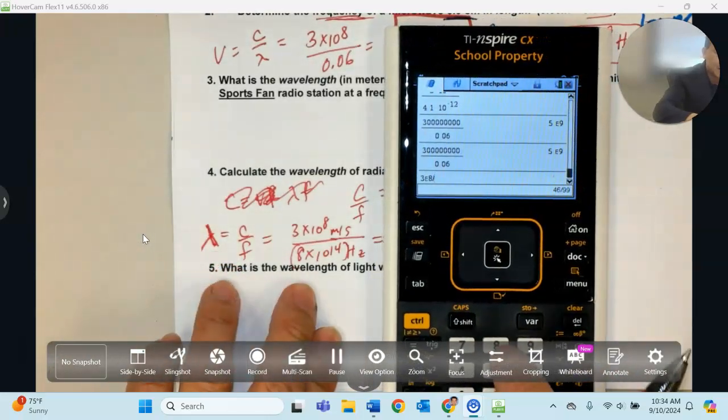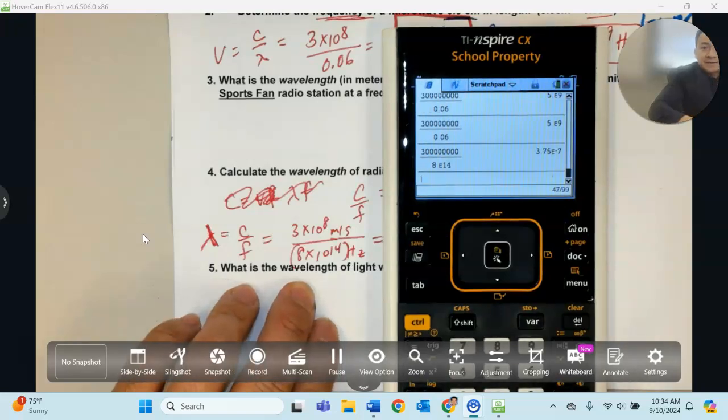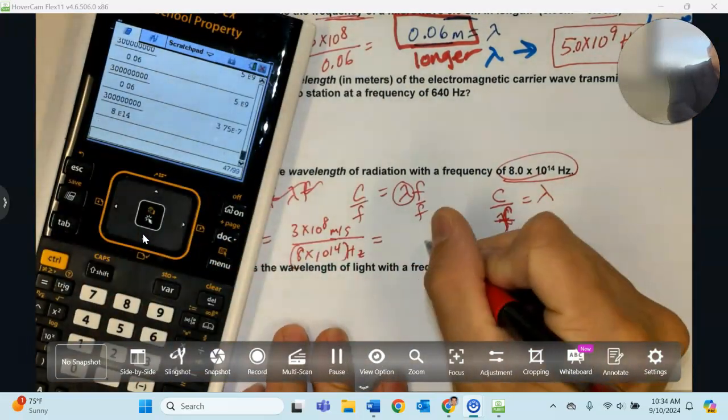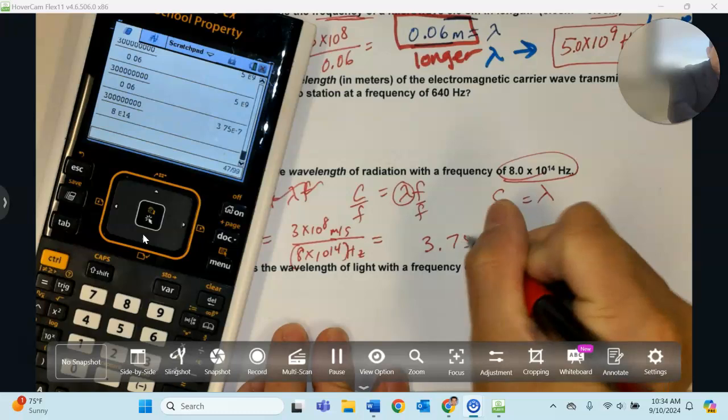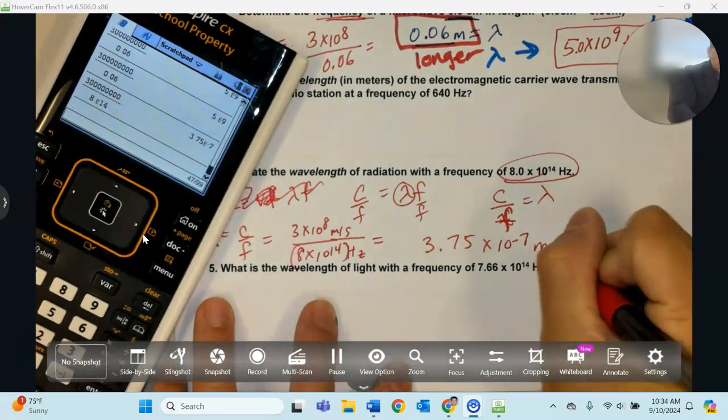Divide by 8EE14. See, I don't need to use parentheses if I do that. And voila, I get 3.75 times 10 to the negative 7. And this is a wavelength, so that's meters.